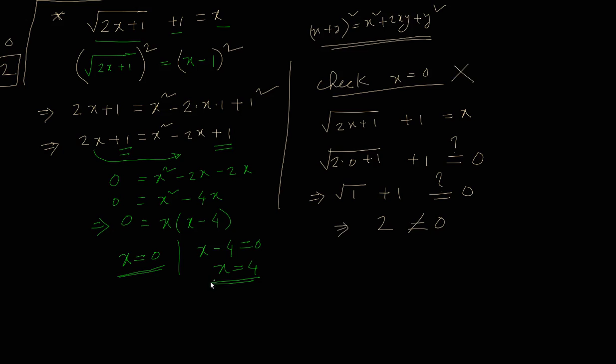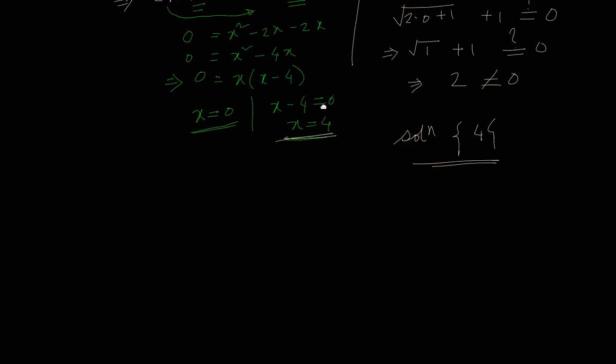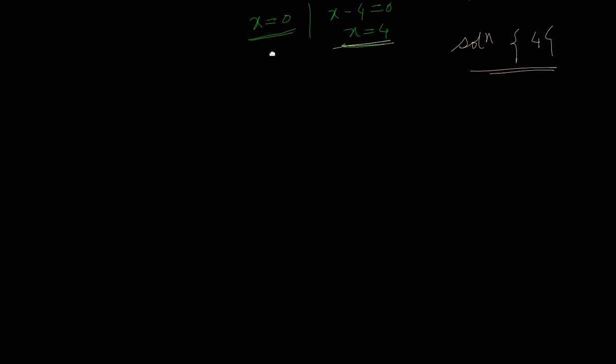So it's not a solution. If you check x equal to 4, you are going to find it works. So what is my solution? The solution is x equal to 4. So that is the solution. So we have seen how to solve problems involving one radical. Now let us try to solve problems involving two radicals.